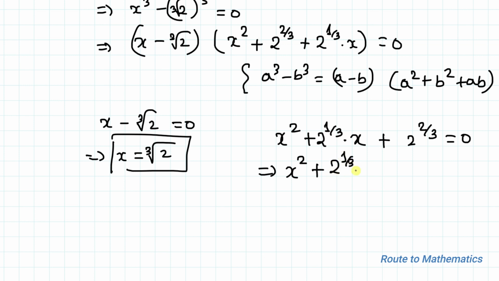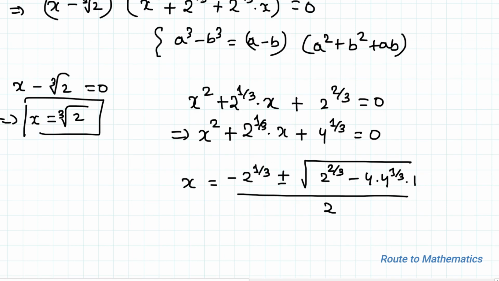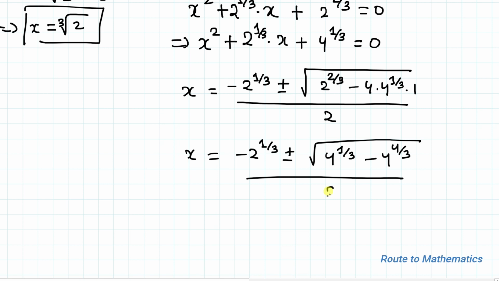2 to the power 1 by 3 multiplied with x plus, this can be 4 to the power 1 by 3 equals to 0. So we can write x equals to minus 2 to the power 1 by 3 plus or minus root under 2 to the power 2 by 3 minus 4 multiplied with 4 to the power 1 by 3 multiplied with 1 divided by 2. So here we are getting x equals to minus 2 to the power 1 by 3 plus or minus root under 4 to the power 1 by 3 minus 4 to the power 4 by 3 divided by 2.